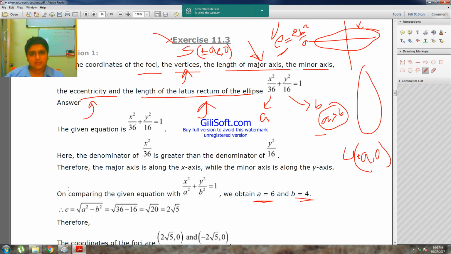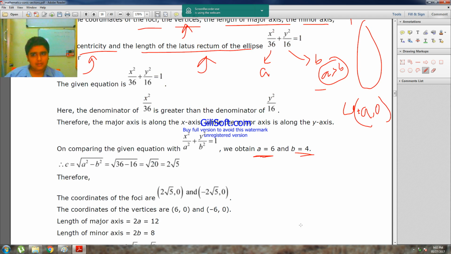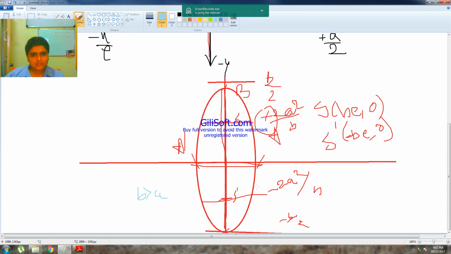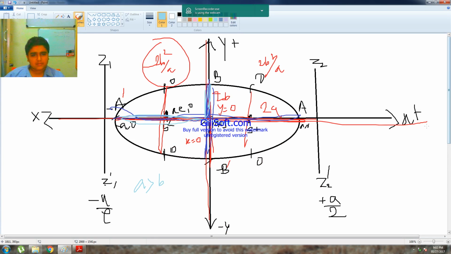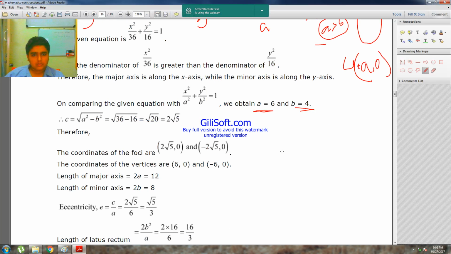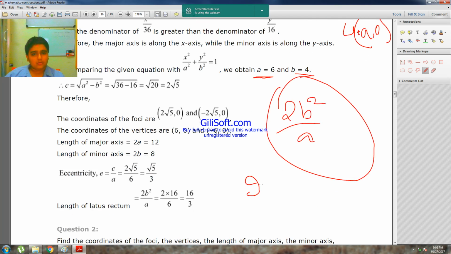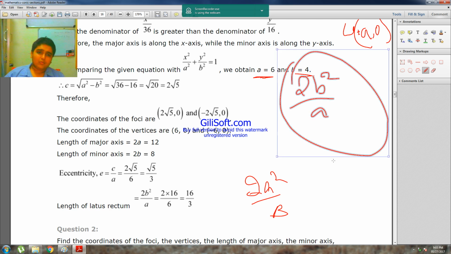Length of latus rectum. What is the length of latus rectum for this particular ellipse? We've calculated it over here also. The length of latus rectum came out to be 2b square upon A. Okay. So it was 2b square upon A. And then you can find the length of latus rectum. For the other one it is 2a square upon b. Okay, so in case of our case 2 ellipse. So that's what you need to once again check out which one is more applicable for you.